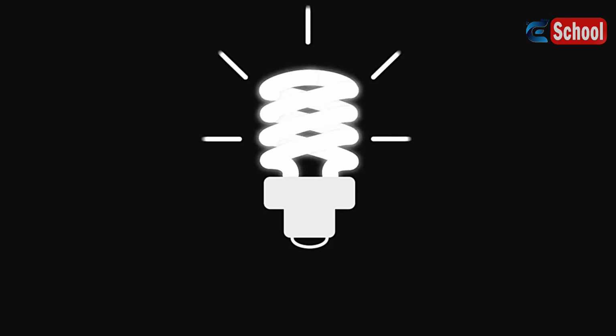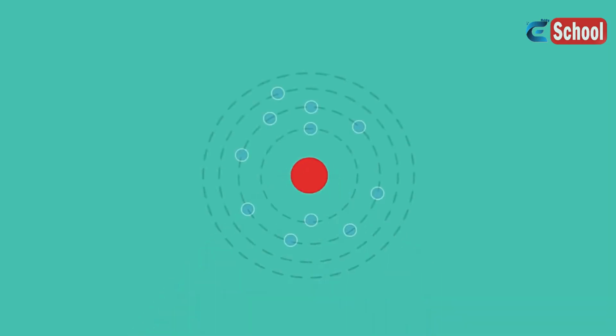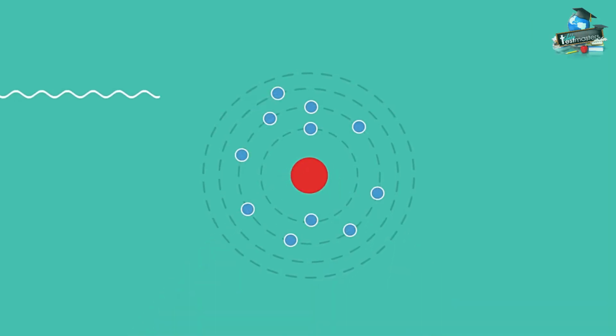Similarly, fluorescent light bulbs generate UV light, which makes a mix of chemicals in the white inner coating fluoresce, simulating white light.